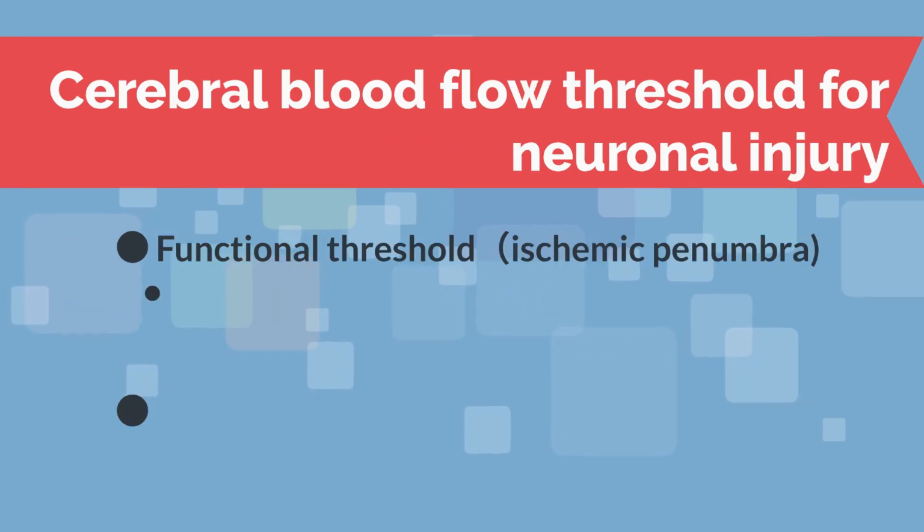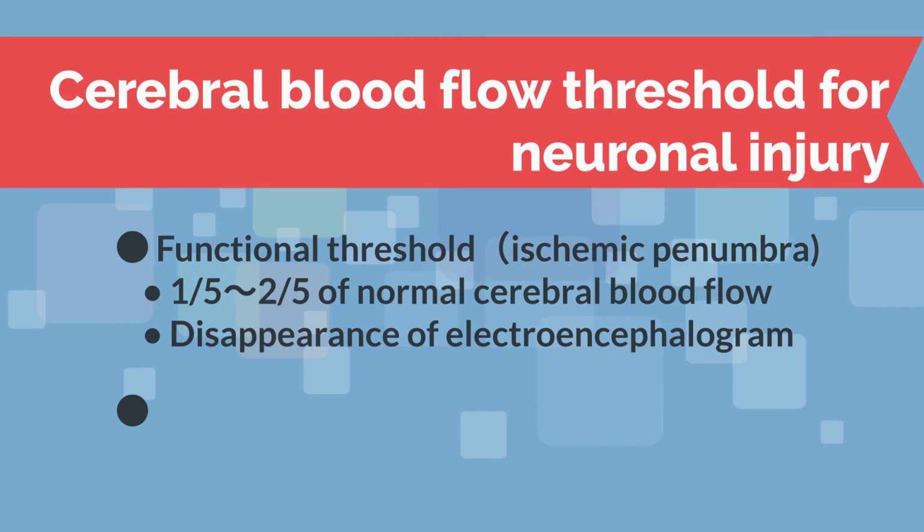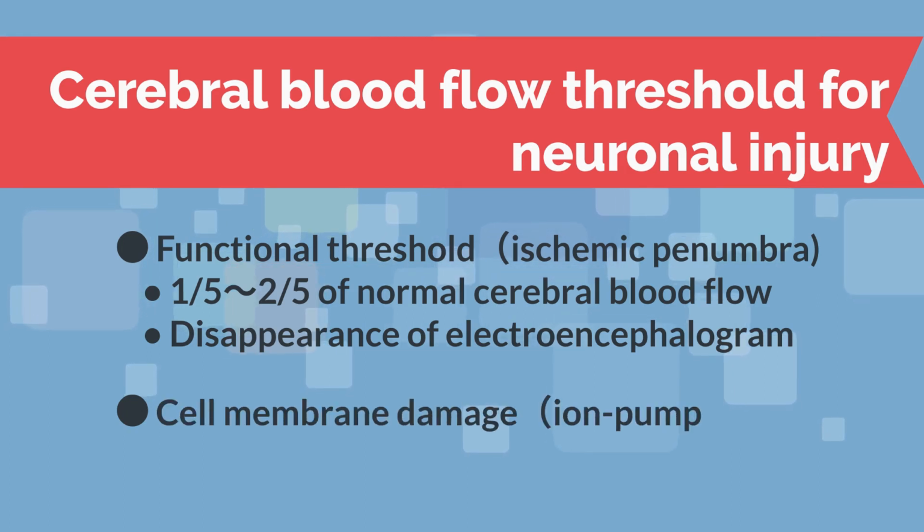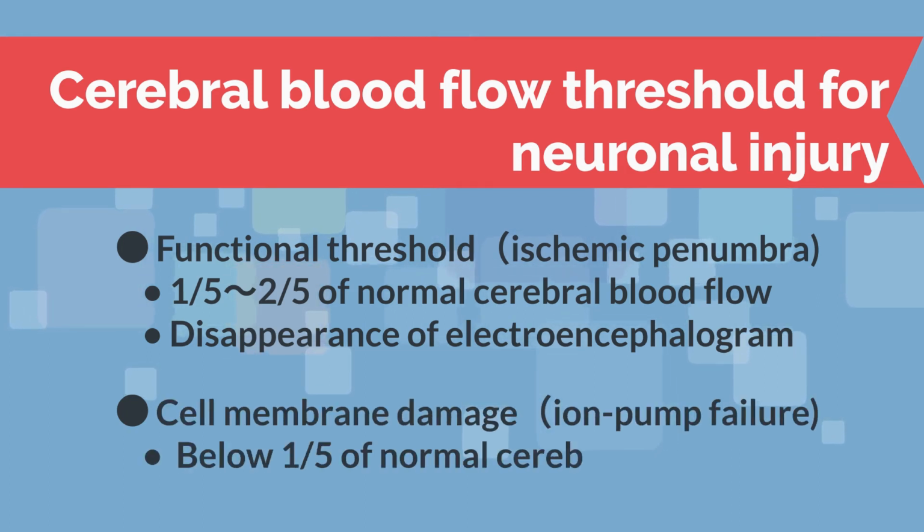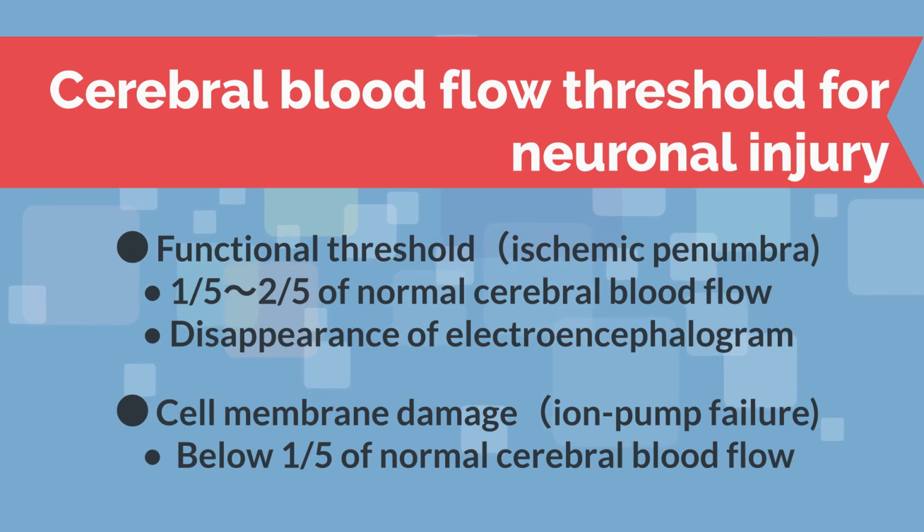The threshold of cerebral blood flow in neuronal injury is as follows. Between 2/5 and 1/5 of normal cerebral blood flow is known as the functional threshold, a condition called ischemic penumbra, in which neurons are not dead but not functioning. In this state, the EEG disappears. Furthermore, when cerebral blood flow drops below 1/5, cell membrane damage due to ion pump failure occurs. Thus, measurement of cerebral blood flow is useful for detecting ischemic penumbra that has not yet reached cell death.